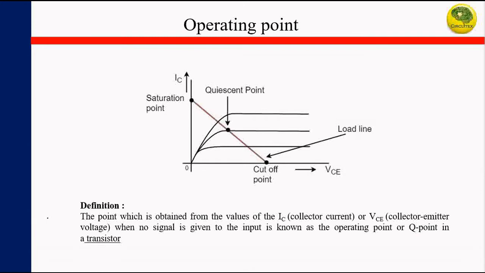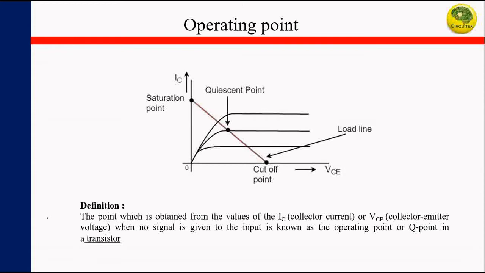Therefore, it is also called the operating Q point or the quiescent point, because the variations of IC, that is the collector current, and VCE, the collector emitter voltage, take place around this point when no signal is given. As there is no signal present, the operating point is called the silent point or the quiescent point. That's why it's named the Q point.